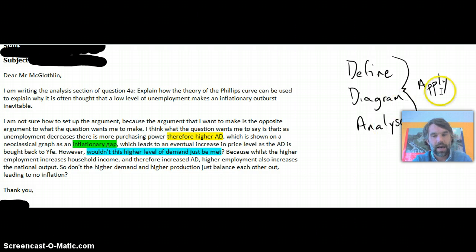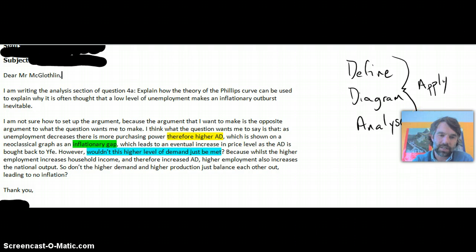I have apply written over to the right because, as I do all of those things, you are applying your economic knowledge. You're saying this definition fits this problem. This diagram fits this situation that we're looking at here.